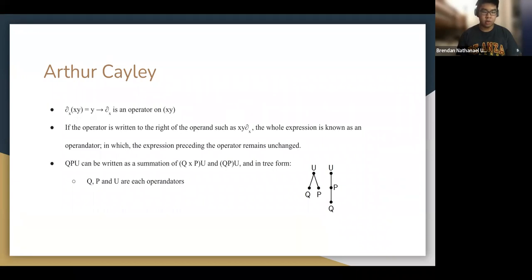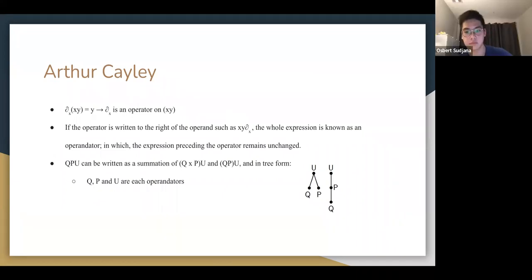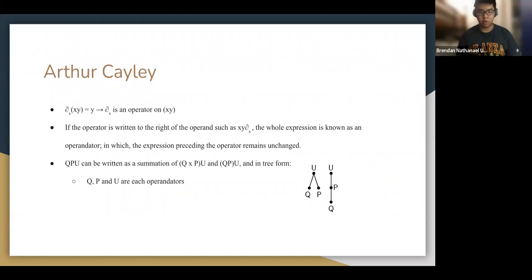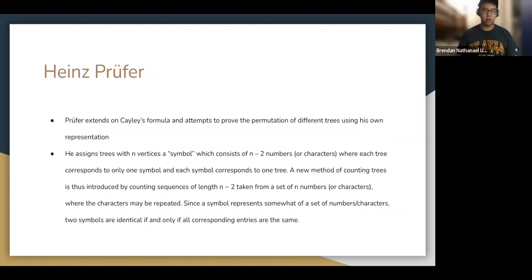And in our third bullet point, we say QPU can be written as a summation of Q times PU and QPU. In tree form, the left side of the tree is Q times PU and the right side is QPU. And Q, P, and U are each operandators. We'll discuss this a bit further in our next slide, which talks about Heinz Prüfer, another mathematician who extends on Cayley's formula and attempts to prove the permutation of different trees using his own representation.